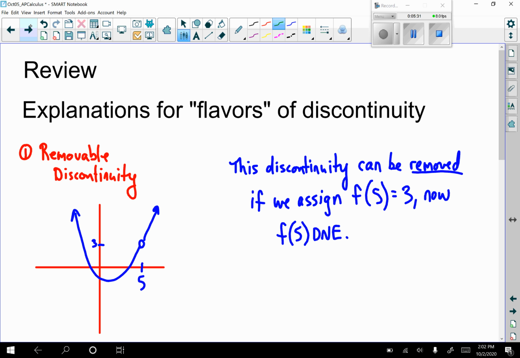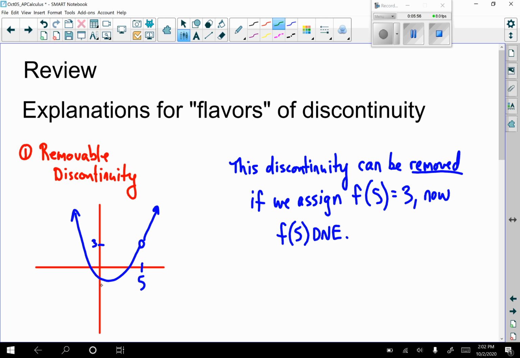All right, so I just want to review because there's a very good chance I can ask you a question about these on the test, just to go over explanations for the different flavors of discontinuity. So we want to be very clear, sketching a graph and indicating everything about this type of discontinuity. So when we have a removable discontinuity, we could draw something like this, or typically we've seen just a line with a hole in it.